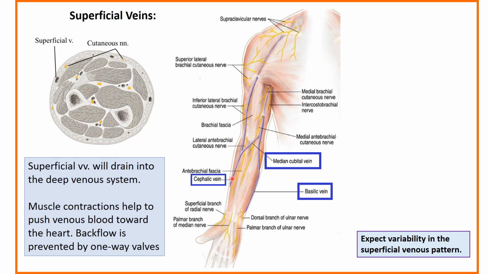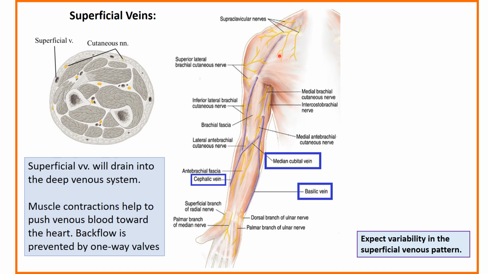But if you follow the cephalic vein, it remains superficial. It goes through the arm and then all the way to the shoulder region, where it lies in a triangle between the clavicle, the pectoralis major muscle, and the deltoid muscle. In this area, it dives deep, pierces the deep fascia and drains into the axillary vein.